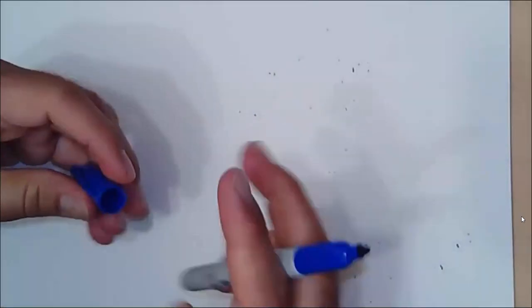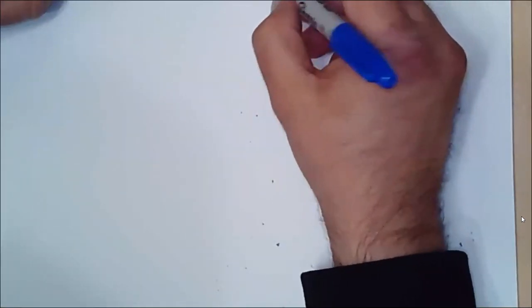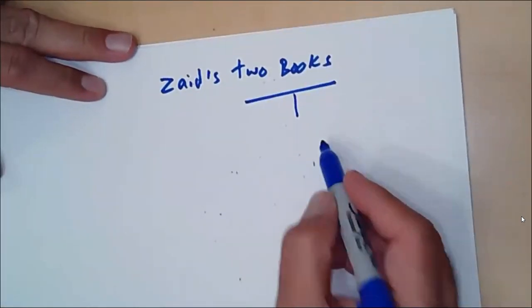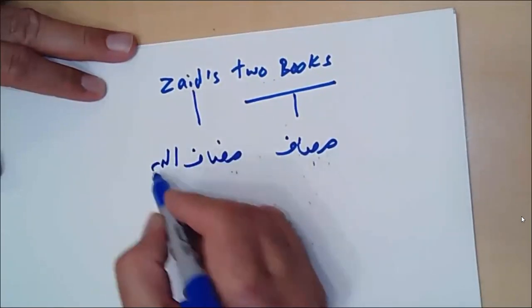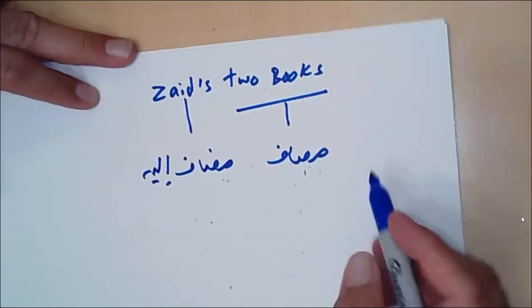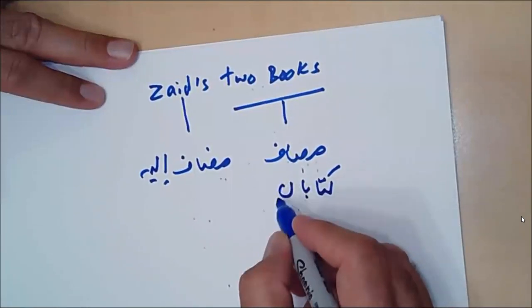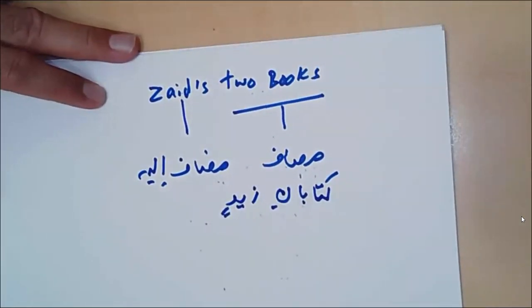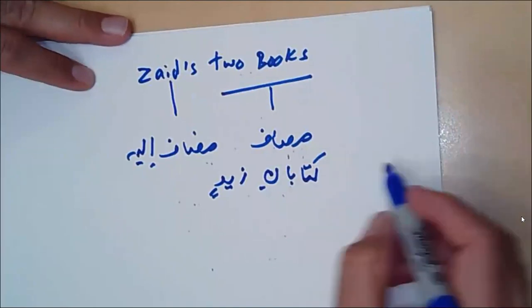So the next example I want to say is Zaid's two books. First of all, what is Mudaf? Two books. Mudaf is two books, and Zaid is Mudaf ilayh. So how do you say two books? Kitabani. Zaidin. We said Kitabani Zaidin. The sentence is correct. But what is this?